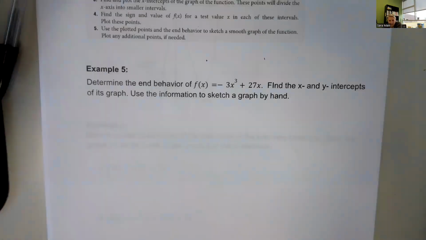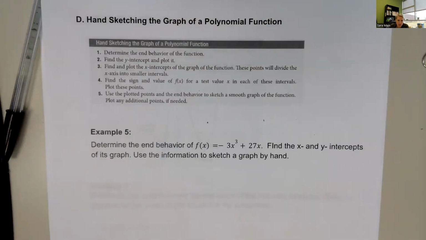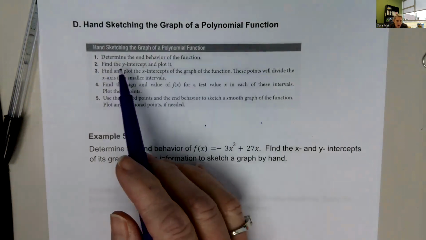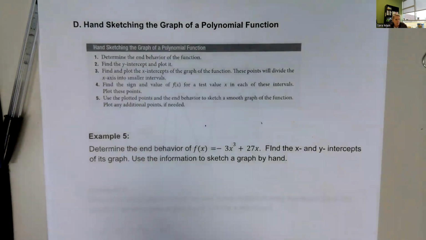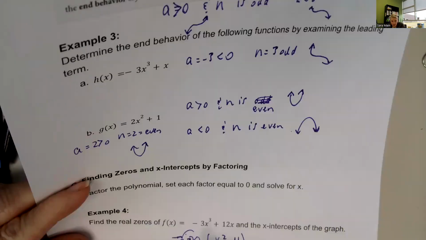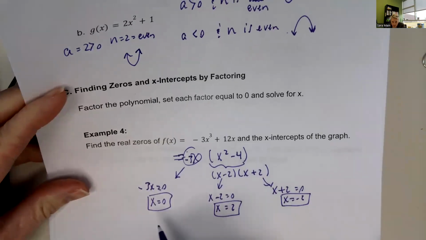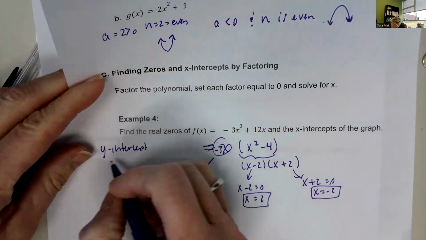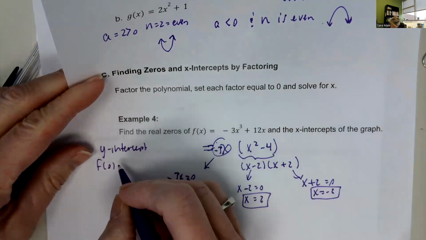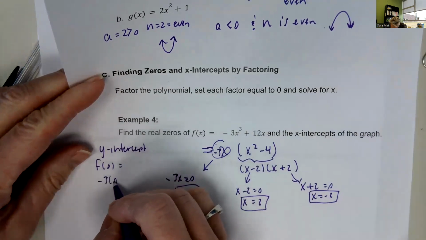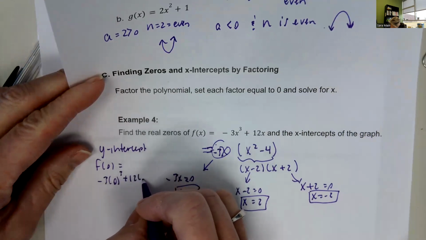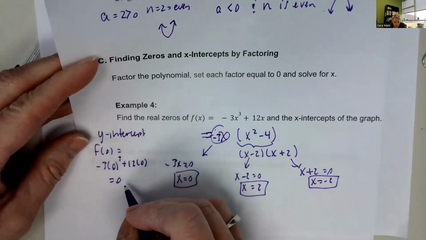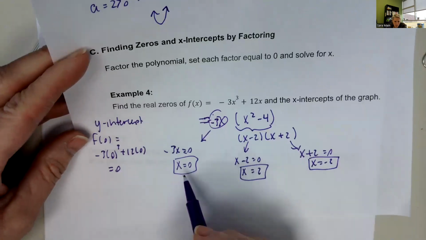So B says hand sketching the graph of a polynomial. First is to determine the end behavior of the function so that you know the general picture. You also want to find the y-intercept and plot it. The y-intercept is the function evaluated at 0. So that would be negative 3 times 0 cubed plus 12 times 0. Both of those are going to get multiplied by 0, so my y-intercept is at (0, 0). And we could see that because it's one of our points, (0, 0).